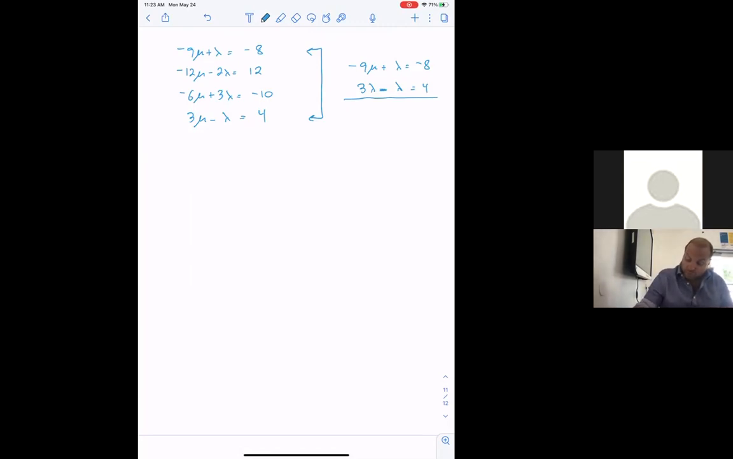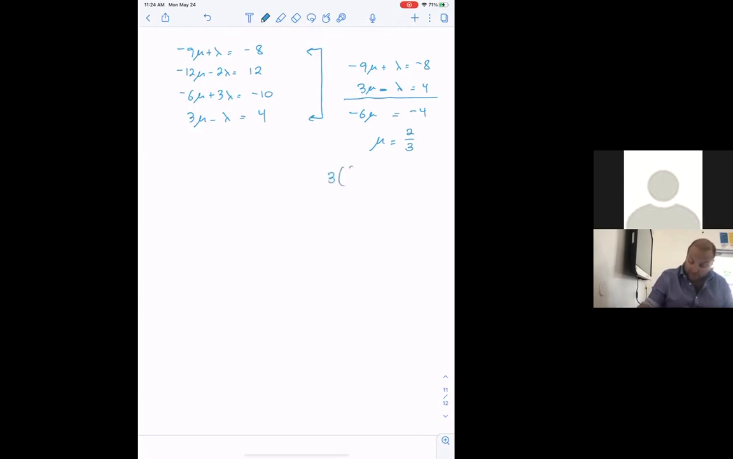-9 mu plus 3 mu is -6. Ooh, I wrote that wrong. That should be a mu. -6 mu plus lambda, and negative lambda is 0, and -8 plus 4 is -4. Divide both sides by -6, and I get mu is equal to 2/3. So if there's a solution, then mu has to be 2/3. Let's plug it into the last equation.